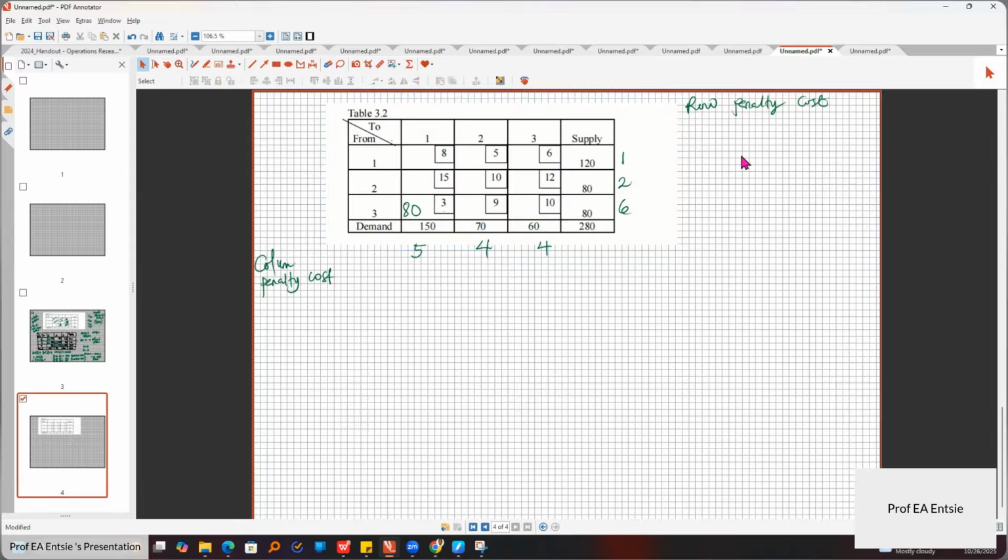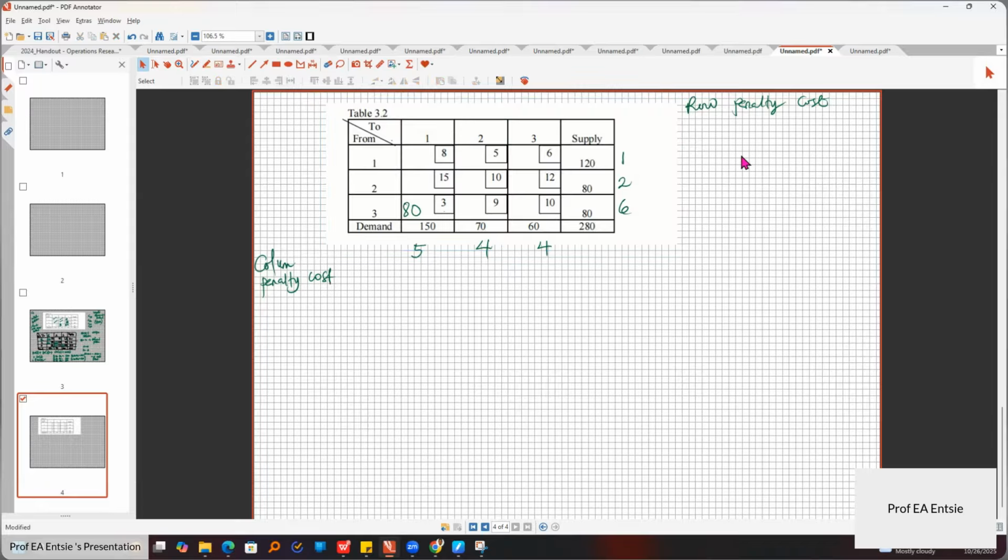So now column 1, the least is 8, the next least is 15. What is 15 minus 8? It is 7. Then column 2, the least is 5 now, and the next least is not 9 again because I've cancelled it, so it's 10. 10 minus 5 is 5. Then you go to column 3. Column 3, the least there is 6. The next least is 12. I've cancelled the 10, so the next least is 12. 12 minus 6 is 6.